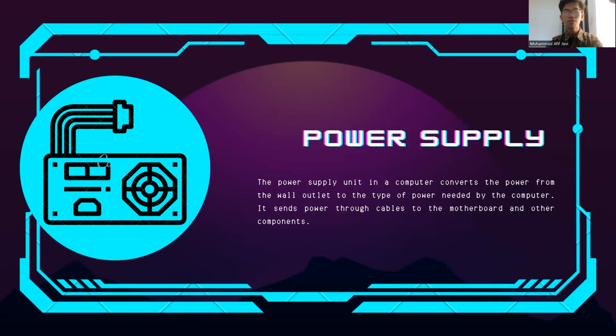Second, the power supply. The power supply unit in a computer converts the power from the wall outlet to the type of power needed by the computer. It sends power through cables to the motherboard and other components.